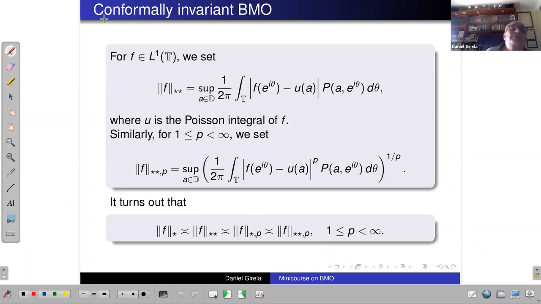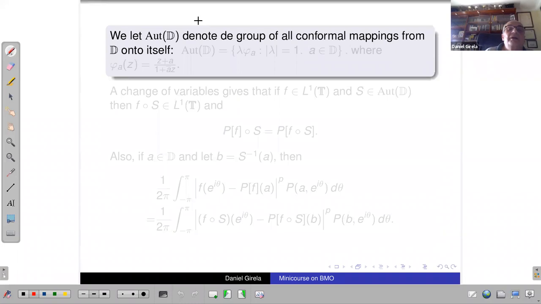I said here that we can see BMO as a conformally invariant space. Let's see what I mean by that. Let us consider the group of conformal mappings of the unit disk into itself. You all know that this group is the set of Möbius transformations of the disk into itself, and these Möbius transformations are all of the form lambda times phi A, where lambda has absolute value one, and A is a point in the disk, and phi A is the Möbius transformation which sends zero to A.